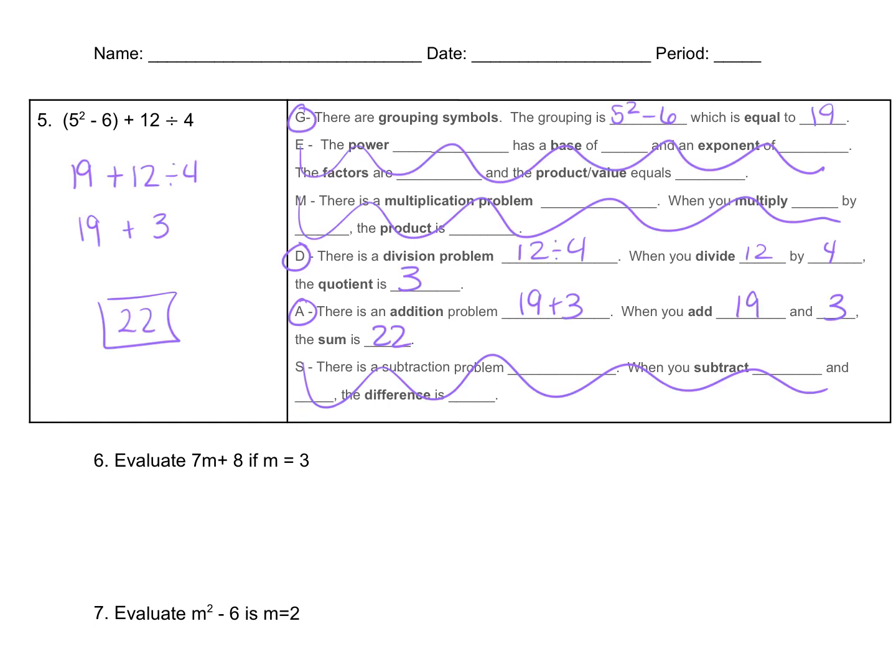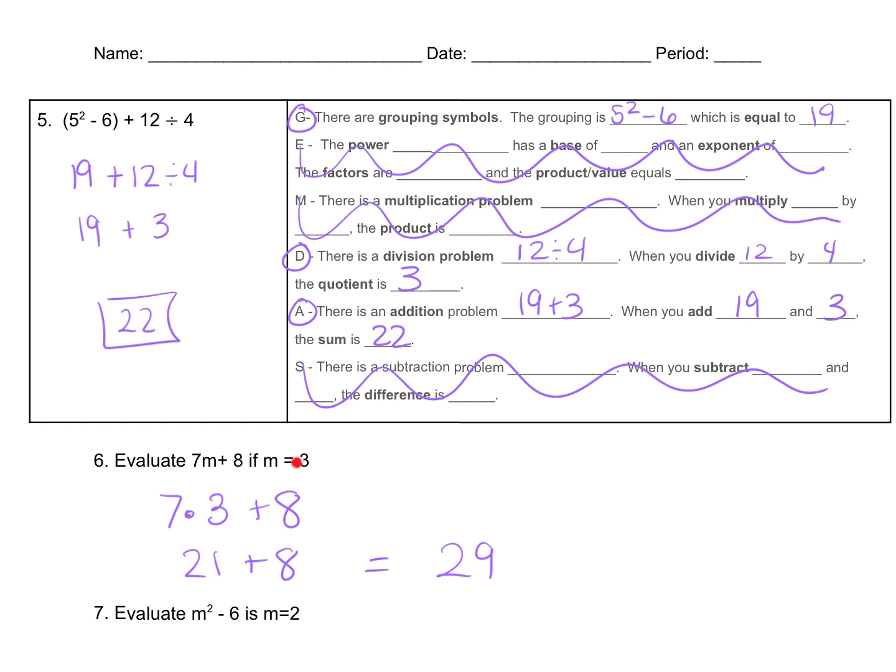You should have gotten that the grouping was 5 squared minus 6, which equals 19. Then you should have done division next, which is 12 divided by 4, and you get a quotient of 3. Then there's the addition problem of 19 and 3, and the sum is 22. Go ahead and do 6.